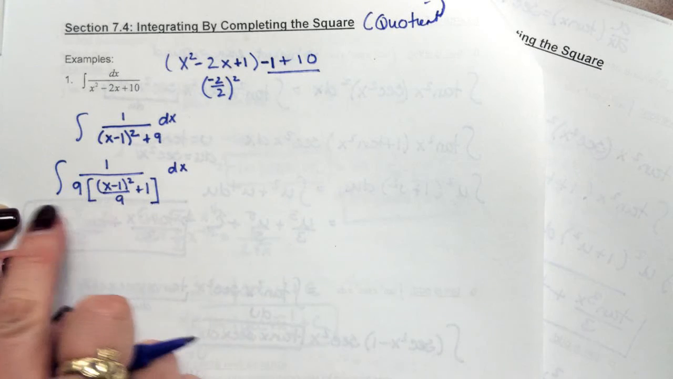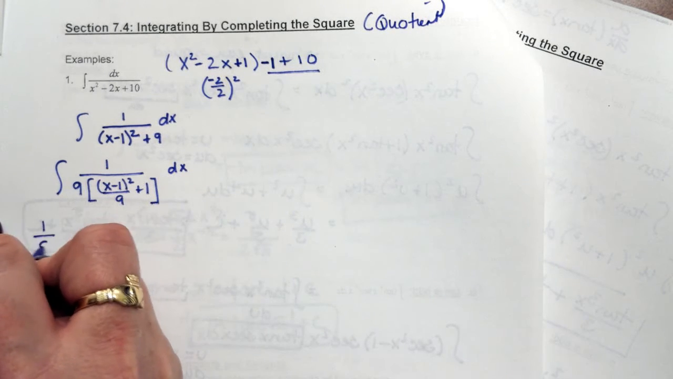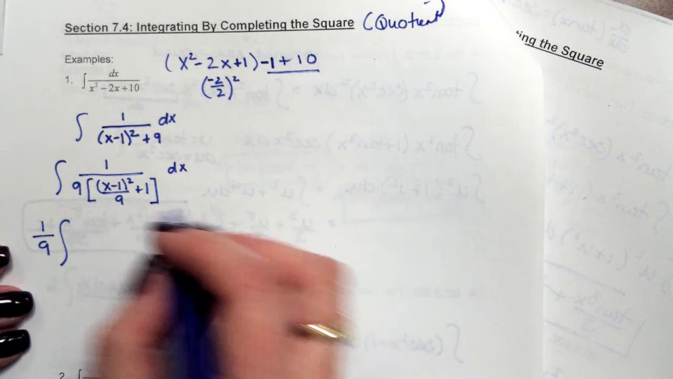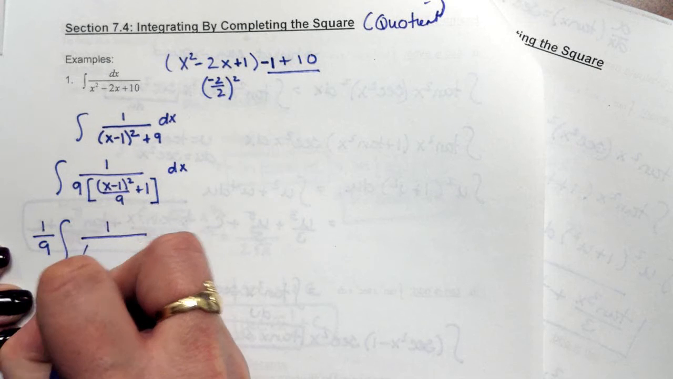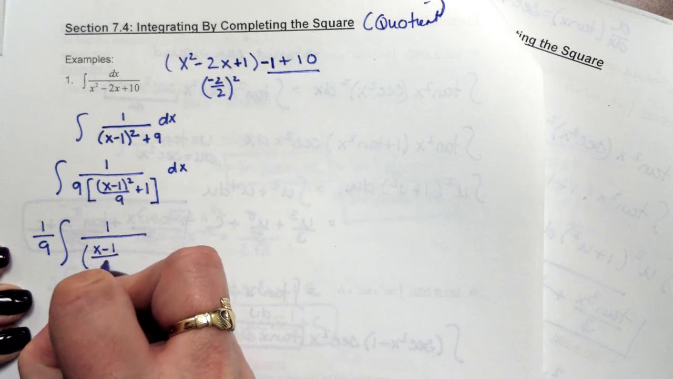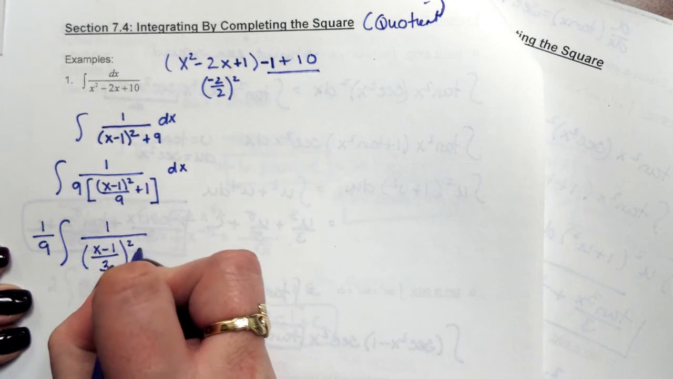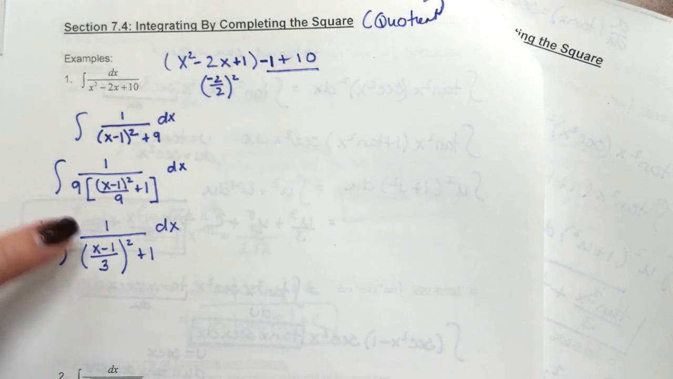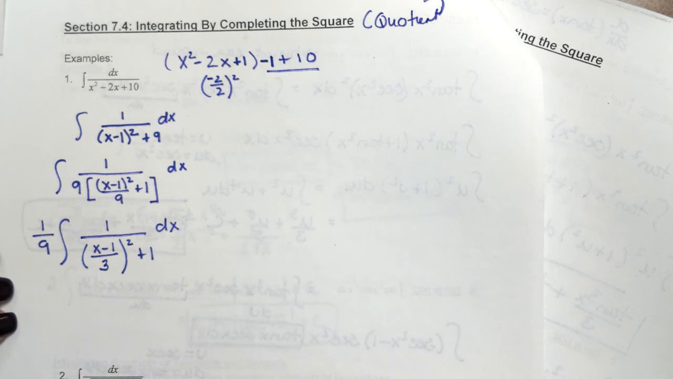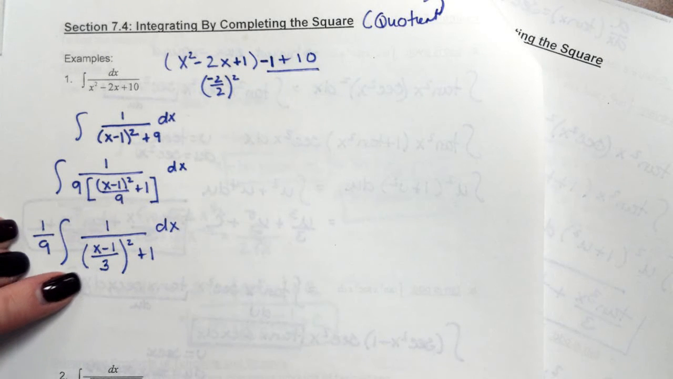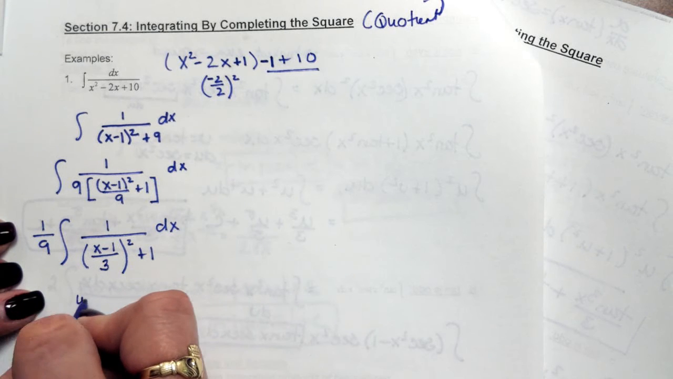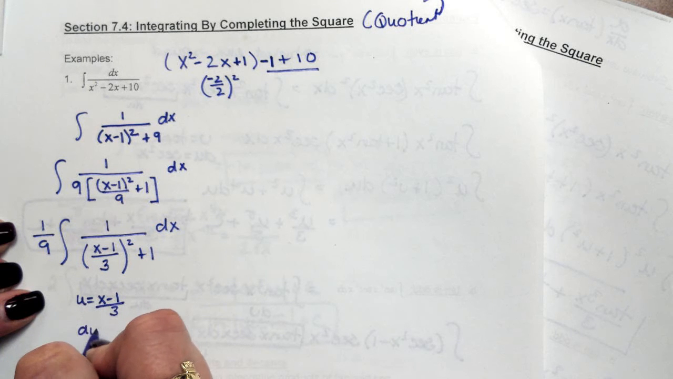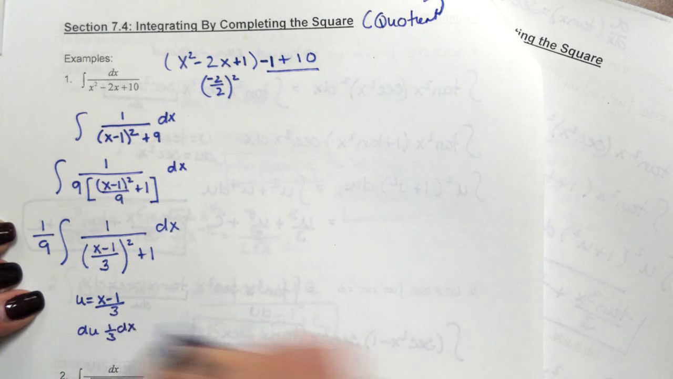I can pull out my constant of 1/9. And again, remember, I can take now this whole fraction and write it to the second power. So I can write this as x minus 1 over 3 all to the second power plus 1, dx. Because remember, the integral of 1 over x squared plus 1 is my inverse tangent. So now I can do a u sub on what's inside my parentheses. So u is equal to x minus 1 over 3, and my du is going to be 1/3 dx.